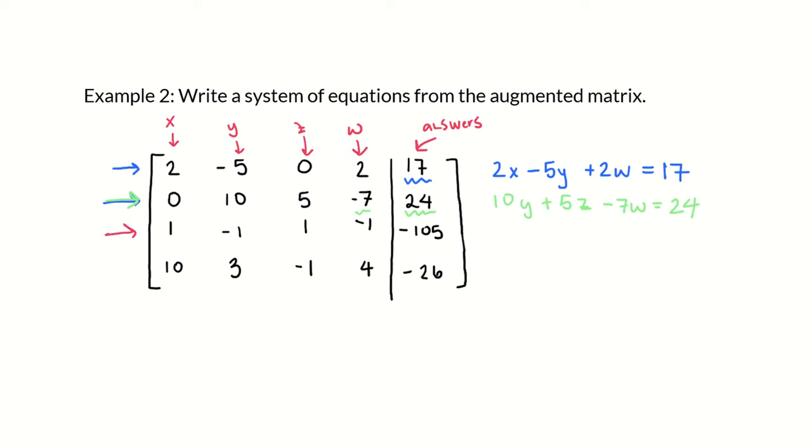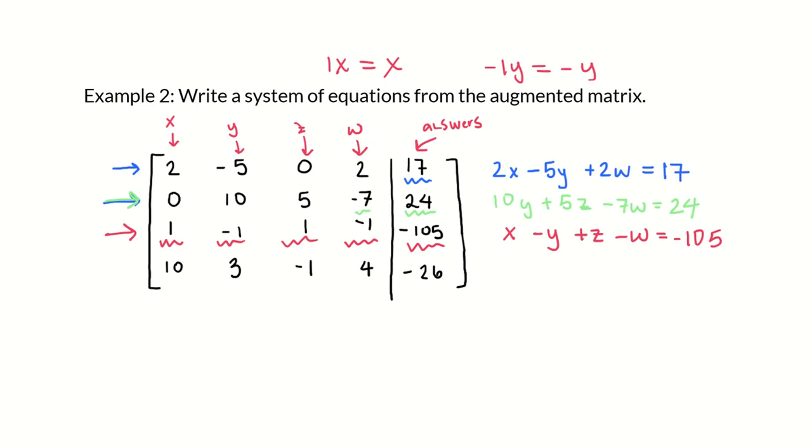Next row, 1x. We could write 1x, but 1x is the same as writing x. So whenever we see 1 or whenever we see -1, we're just going to write the variable with the correct sign. So 1x would just be x. -1y, we're just going to write that as -y. 1z is just plus z, and then -1w would just be minus w, equals the answer number -105.